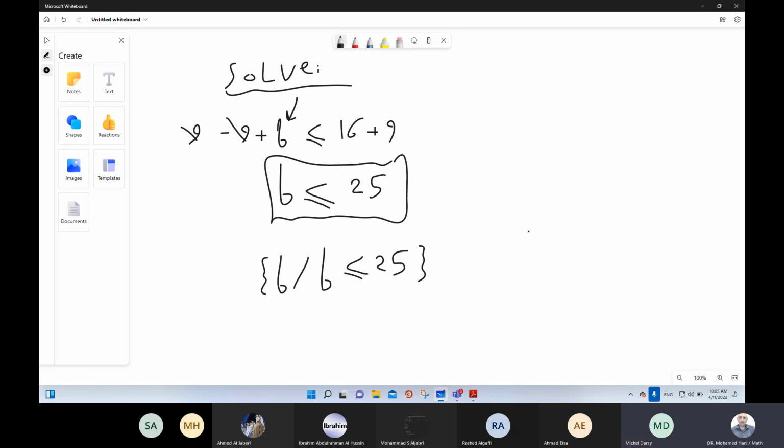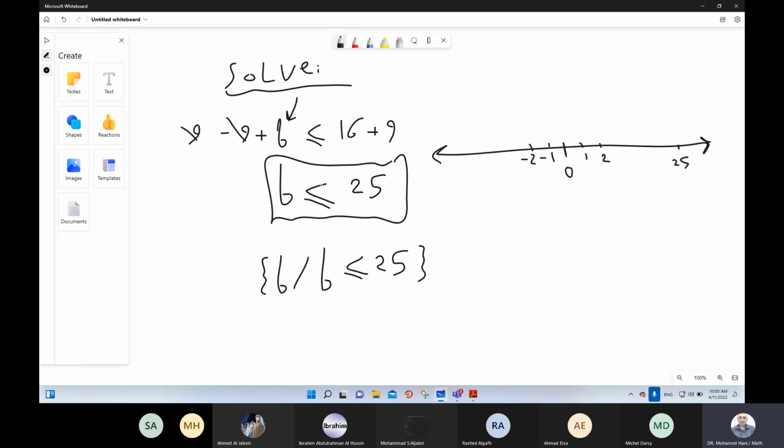Okay, yes, clear. And if you want to graph this inequality, draw the number line, determine the 0 in the middle. To the left, we have the negative numbers. To the right, we have the positive numbers. So the first step, represent 25, for example, 25 here.